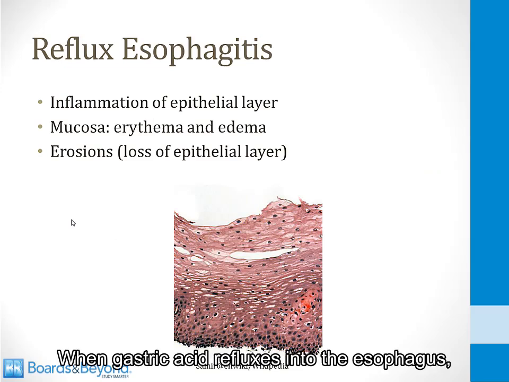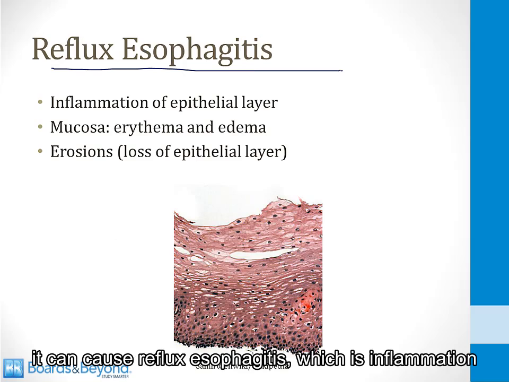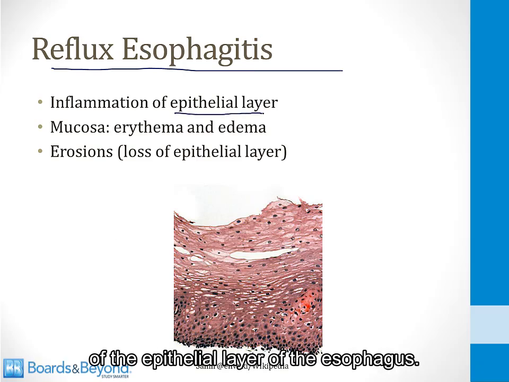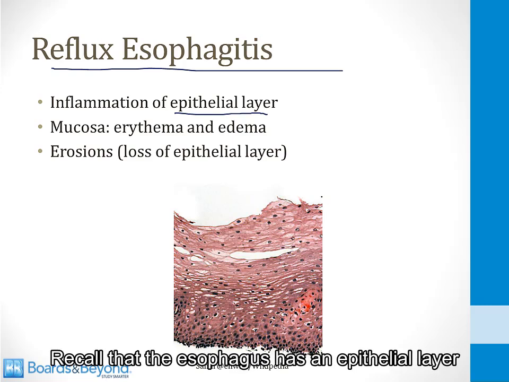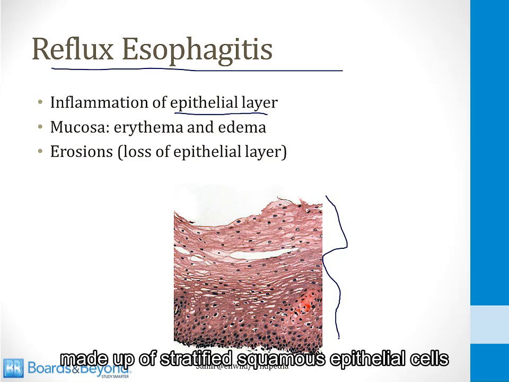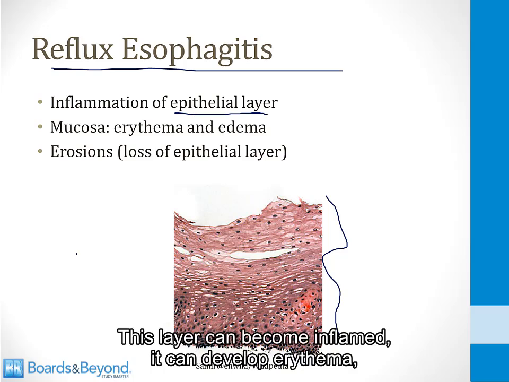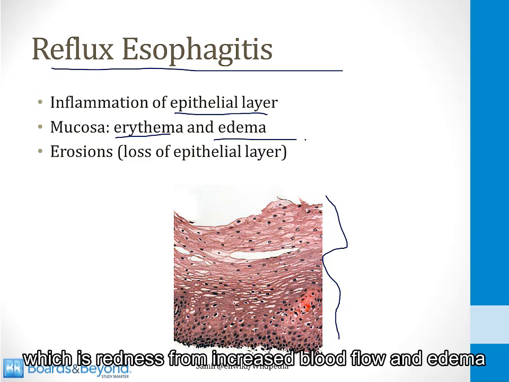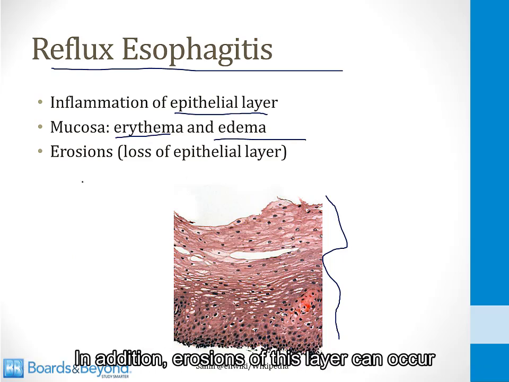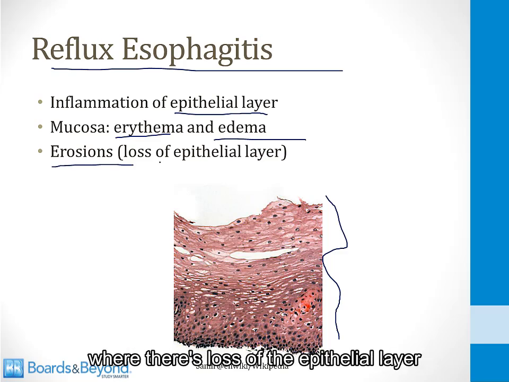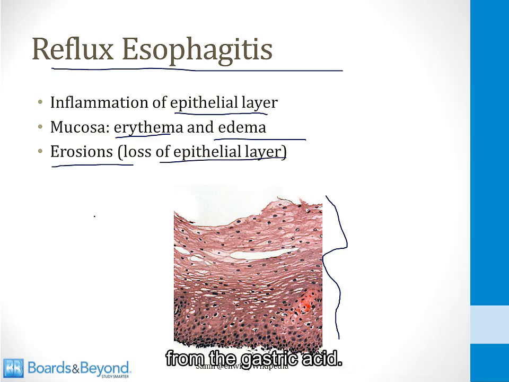When gastric acid refluxes into the esophagus, it can cause reflux esophagitis, which is inflammation of the epithelial layer of the esophagus. Recall that the esophagus has an epithelial layer made up of stratified squamous epithelial cells as shown in this picture on the slide here. This layer can become inflamed. It can develop erythema, which is redness from increased blood flow, and edema from the inflammation. In addition, erosions of this layer can occur where there's loss of the epithelial layer from the gastric acid.